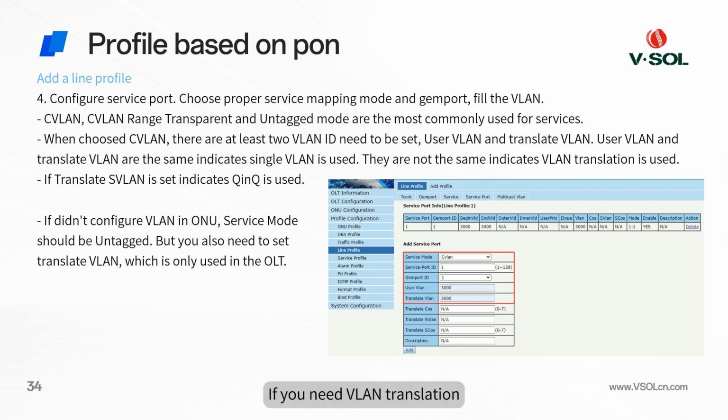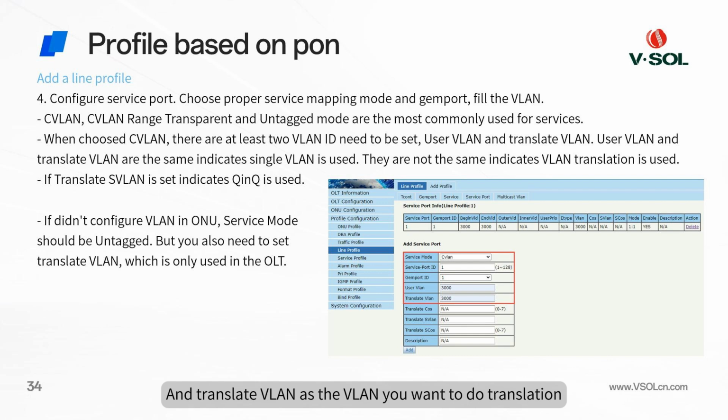If you need VLAN translation, please fill User VLAN as your ONU WAN VLAN and Translate VLAN as the VLAN you want to translate to. There is another VLAN option named Translate S VLAN. If you set the Translate S VLAN, that means Q in Q is used.